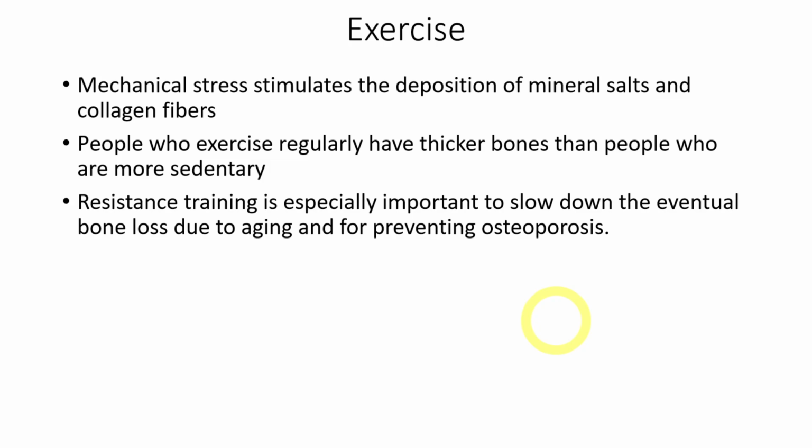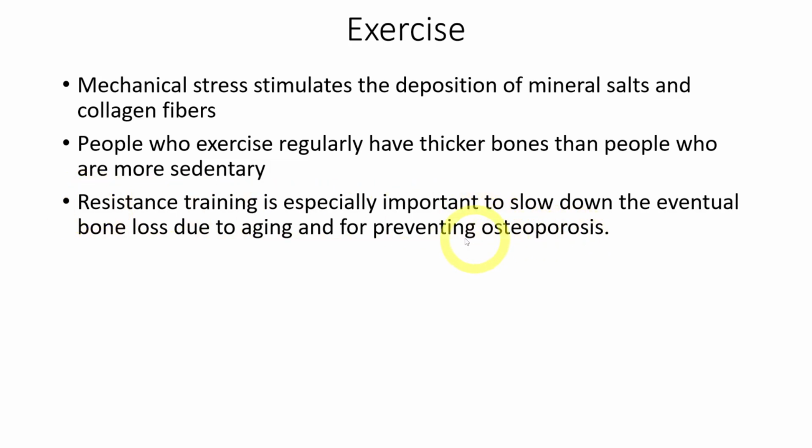And so there's going to be minerals, and there's going to be more collagen fibers that get made first, and then they mineralize and harden, and more matrix forms. And this is why people who exercise regularly have thicker bones than people who don't exercise quite so much. This is a fact.